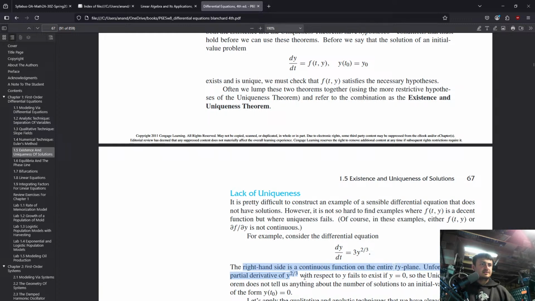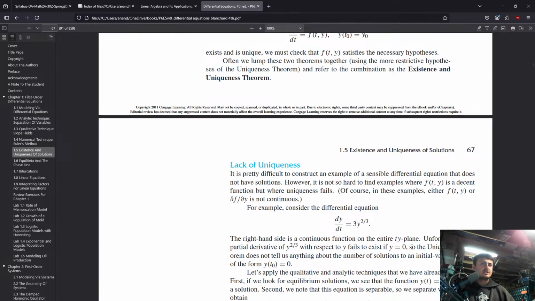So the uniqueness theorem, but I thought it just had to be on. Okay. So the uniqueness theorem does not tell us anything about the number of solutions to an IVP of the form y of t0 equals 0.